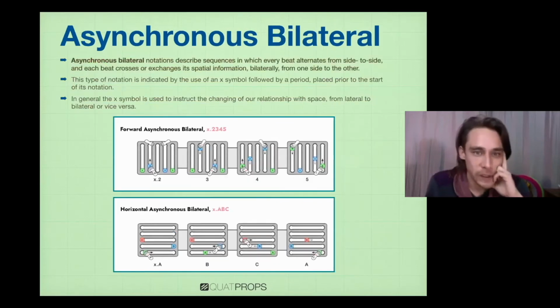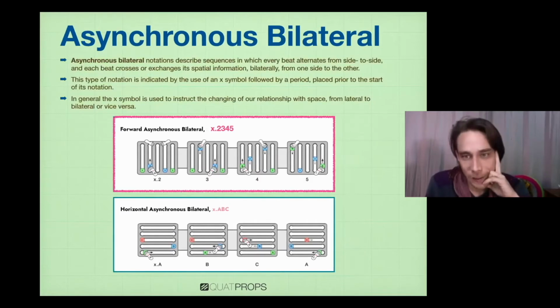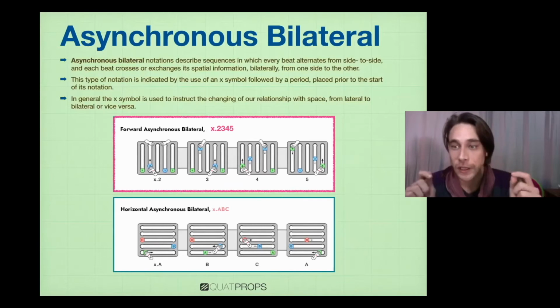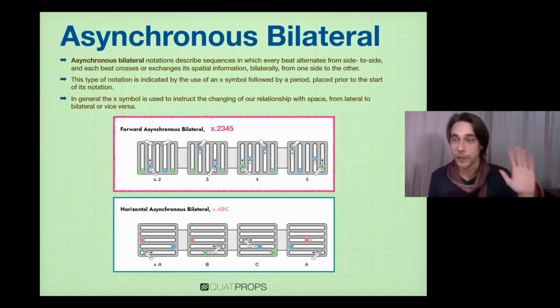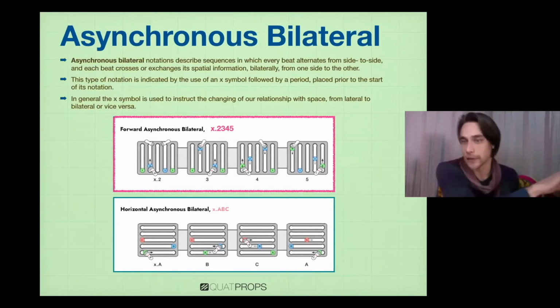For asynchronous bilateral, the only thing we have to do is add an X at the beginning of the notation. And what that X is telling me to do is change my state of relationship with space. So the default relationship with space is lateral. If I see an X, it's telling me to change my relationship. So that's telling me if the 2 is coming in on my left side, it's telling me to use the other side.